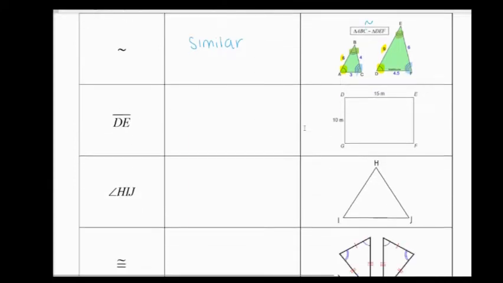Then we have something where you have 2 letters with a line above them. So we pronounce this as side DE. And so we're just talking about a specific side on a shape. So if I were to find that on my shape, I would connect the corner D with the other corner E, or the 2 vertexes right there, and we get the side DE. It's 15 meters in this diagram.